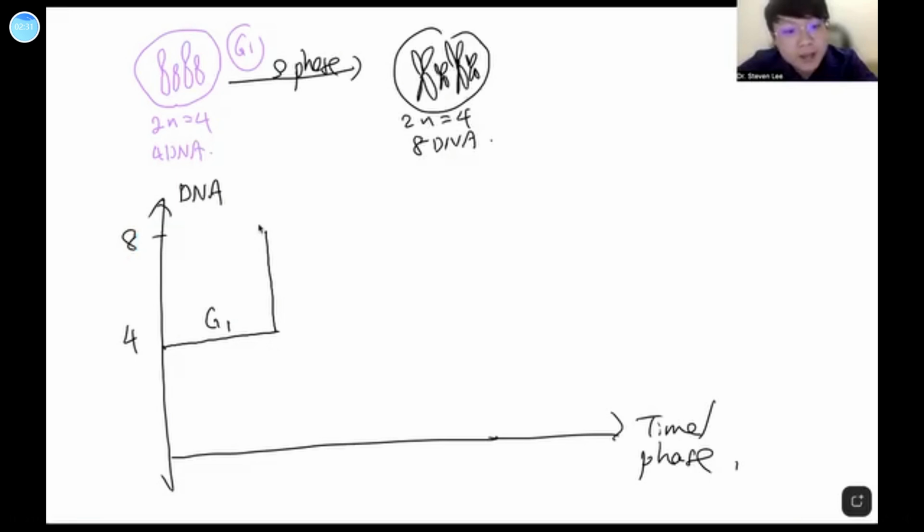And what phase is this? This is going to be your S phase, fasa S. After that, what phase are you going to be in? After S phase, what phase? G2, all right? So G2.